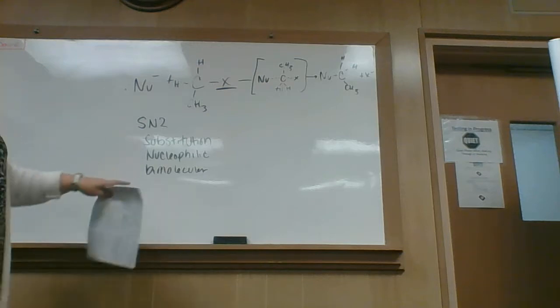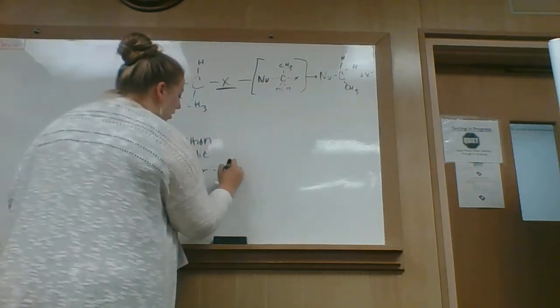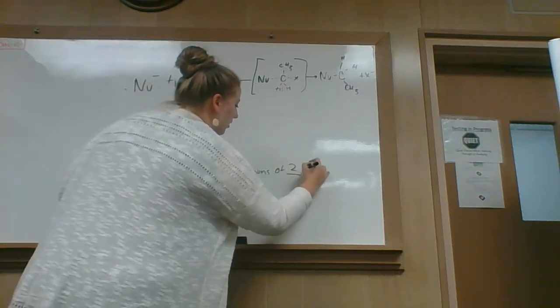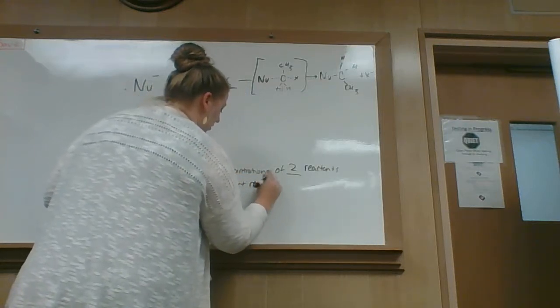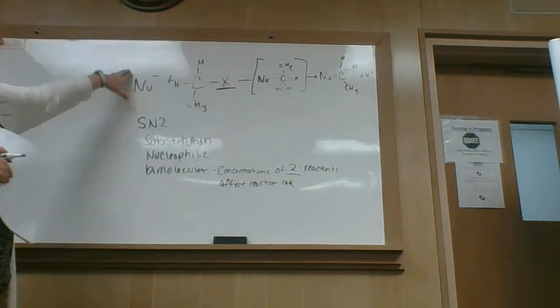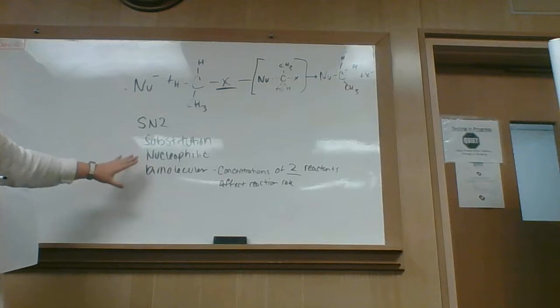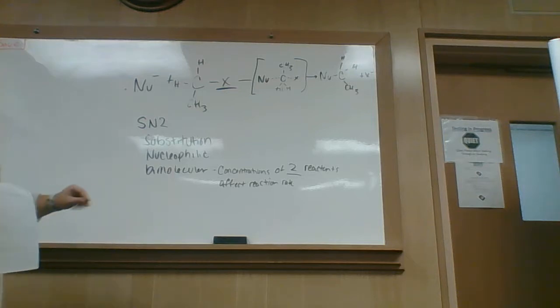Combining. So bimolecular refers to what affects the rate of the reaction. So bimolecular means that concentrations of 2 reactants affect the reaction rate. So the concentration of the nucleophile and the concentration of the alkyl halide both affect reaction rate. Okay, this will change when we move to unimolecular. Okay, does everybody understand the 3 components of the name? Any questions on bimolecular? Okay.